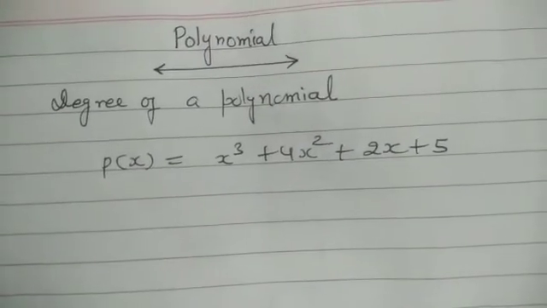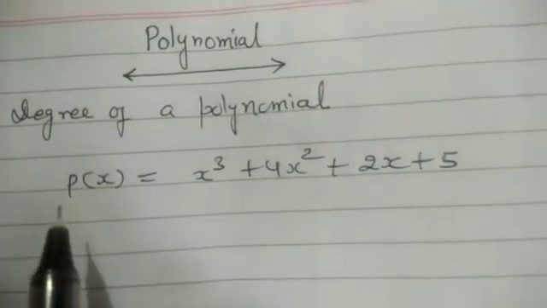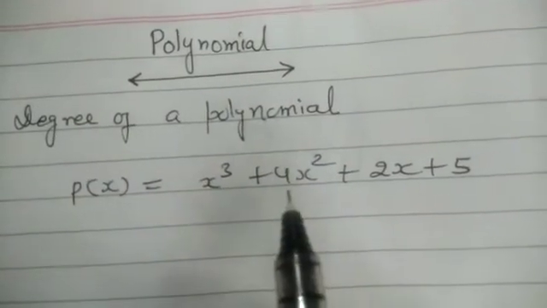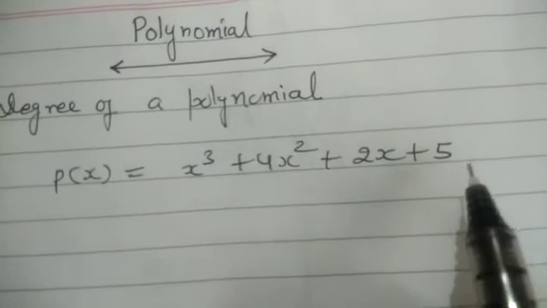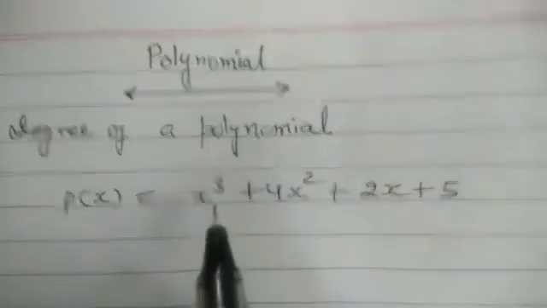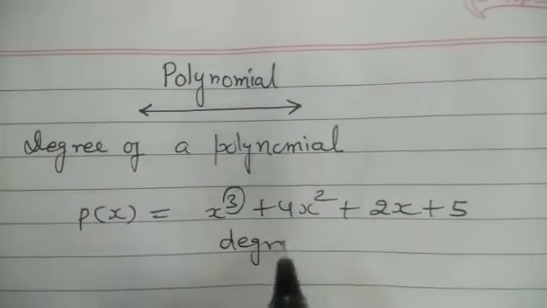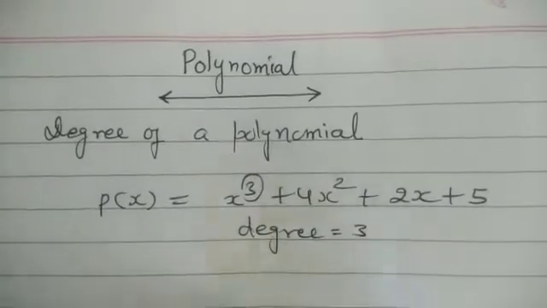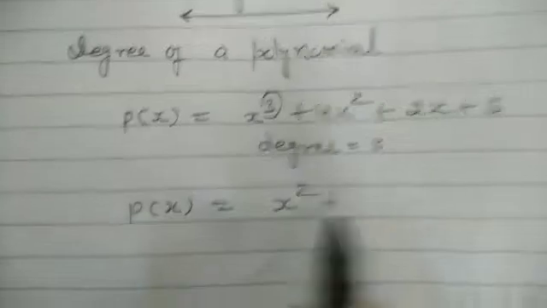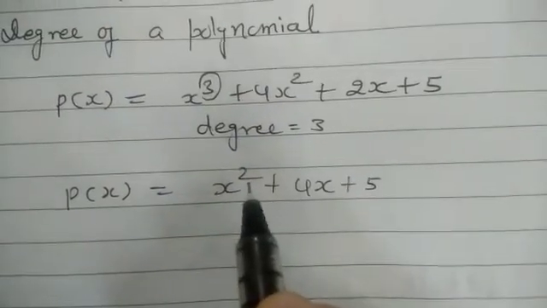Degree of polynomial means highest power of the variable. Here I have taken an example, p(x) equal to x cube plus 4x square plus 2x plus 5. This is the polynomial in variable x. Here the highest power of the variable is 3, so its degree is 3. Now if I am taking this x square plus 4x plus 5, then its degree is 2.